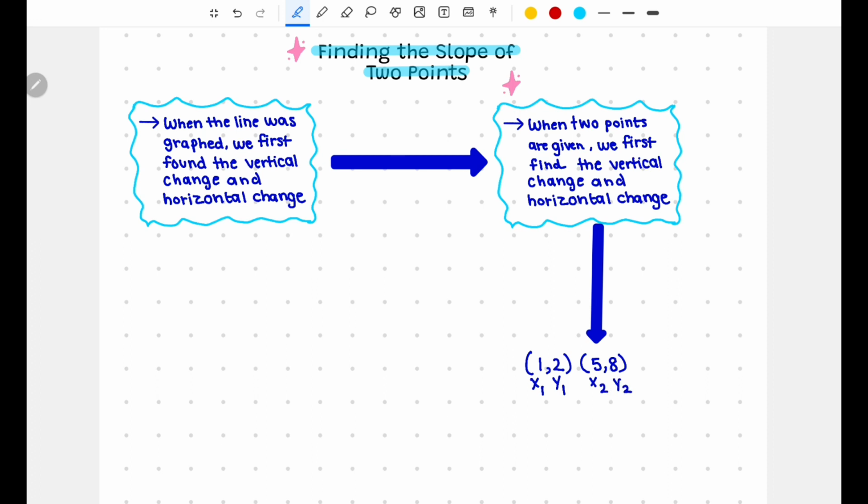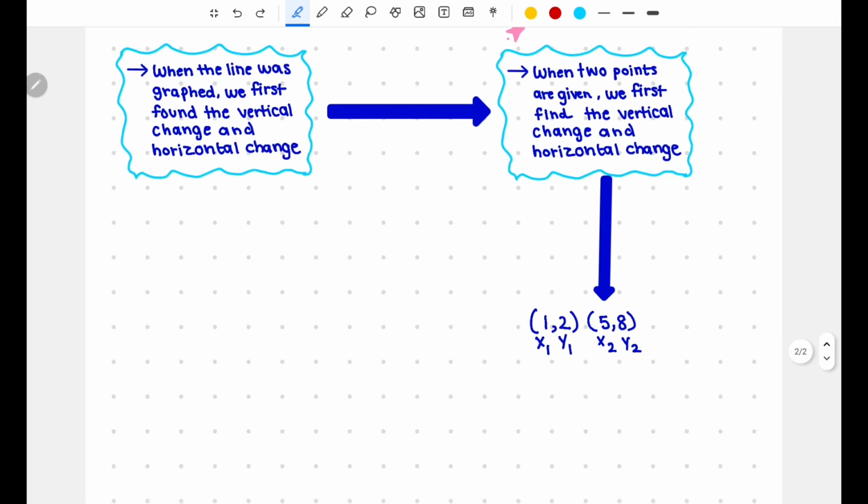It doesn't matter if the order was given to us switched, like 5, 8. 5 would be x1. It doesn't matter about that. What matters is you differentiate between x and y, because one is going to be the horizontal change, the other one is going to be the vertical change. X, if you think about a graph, the x-axis is the horizontal one, so that's why.